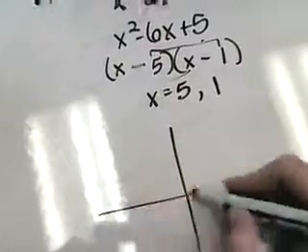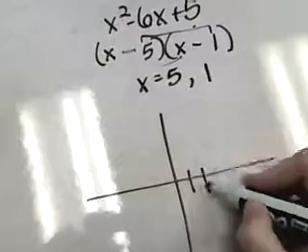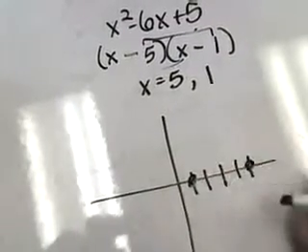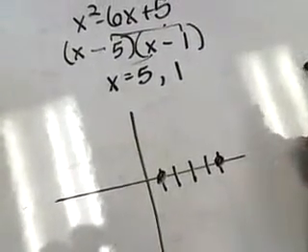So that means I want to plot 1, 2, 3, 4, 5. Here's 5, and here's 1. Okay, all right, and then it says to make a light sketch.